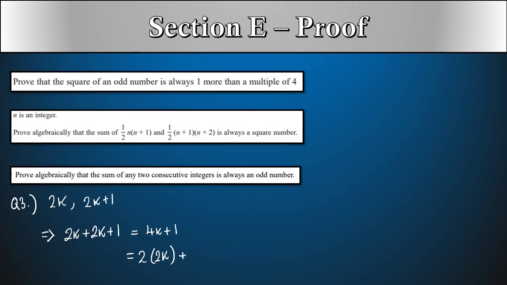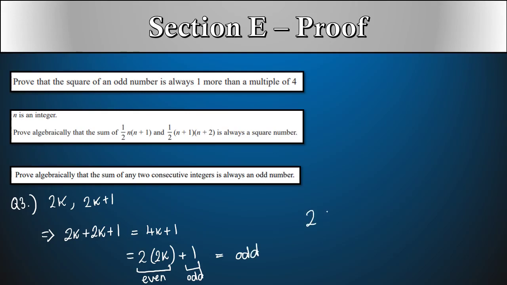So what I've got here now is this part is even, because it's a multiple of 2. And this 1, obviously 1 is an odd number, so that's odd. So remember, if you have even plus odd, what that will actually give us is an odd number. And you can try that with any couple of examples.